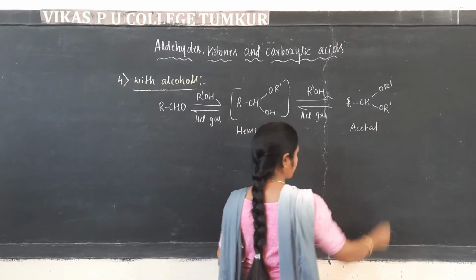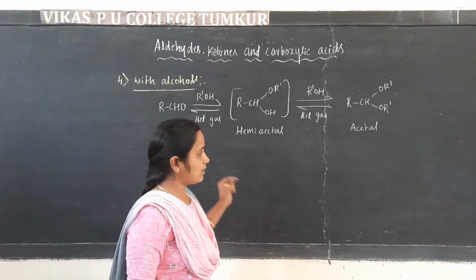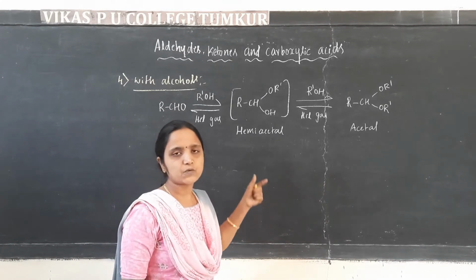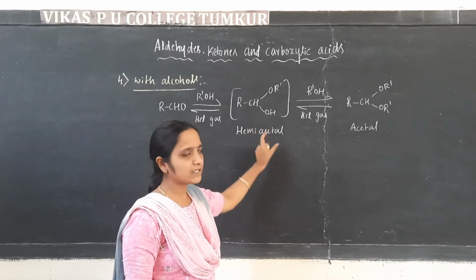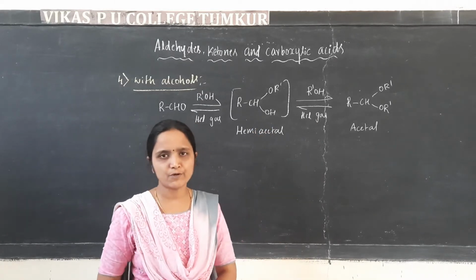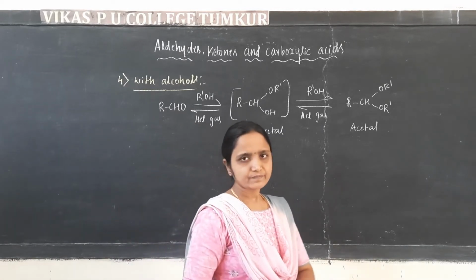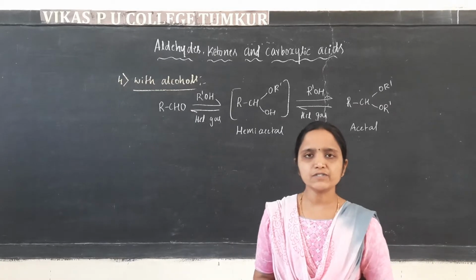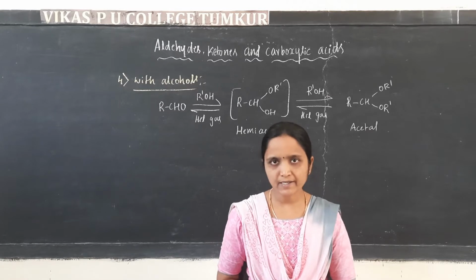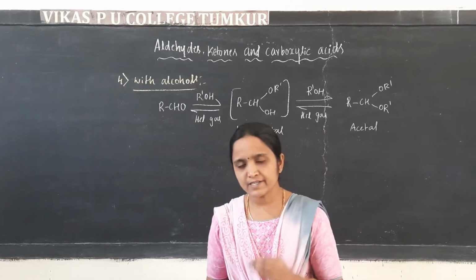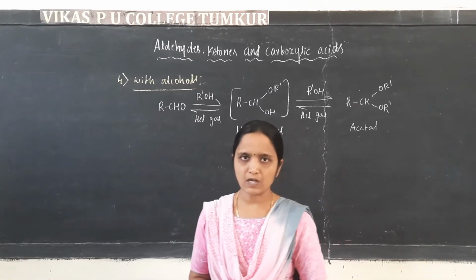So with the addition of alcohols, the aldehydes react with the alcohol and form a hemiacetal. It is unstable, therefore it again reacts with another molecule of monohydric alcohol and forms an acetal. Like that only. The ketones do not react with monohydric alcohol. Ketones can react with dihydric alcohol.